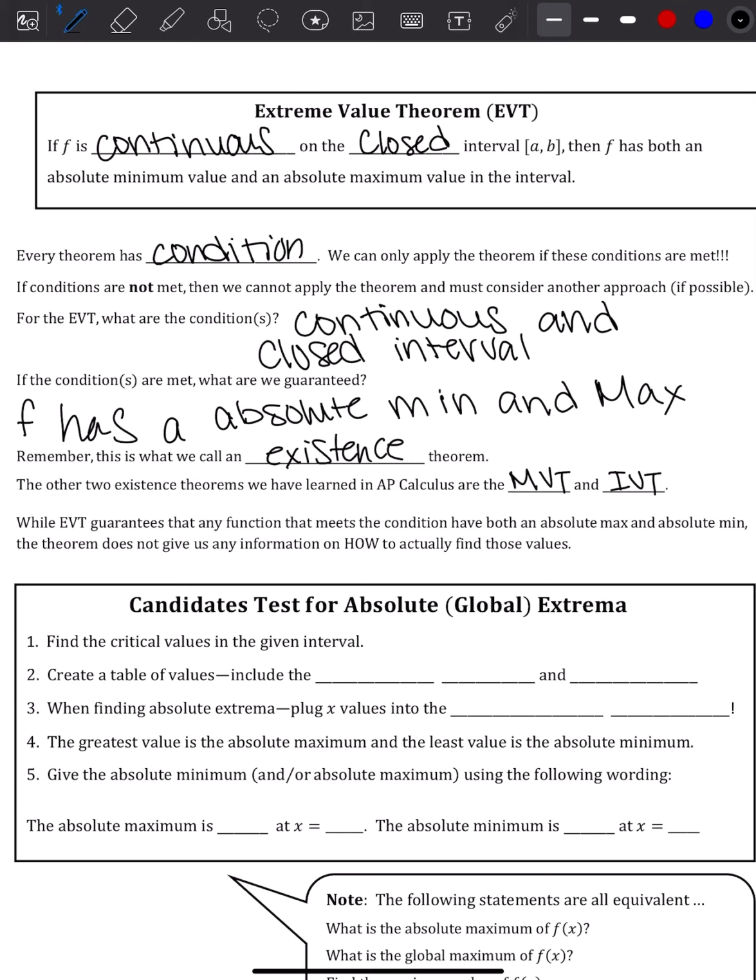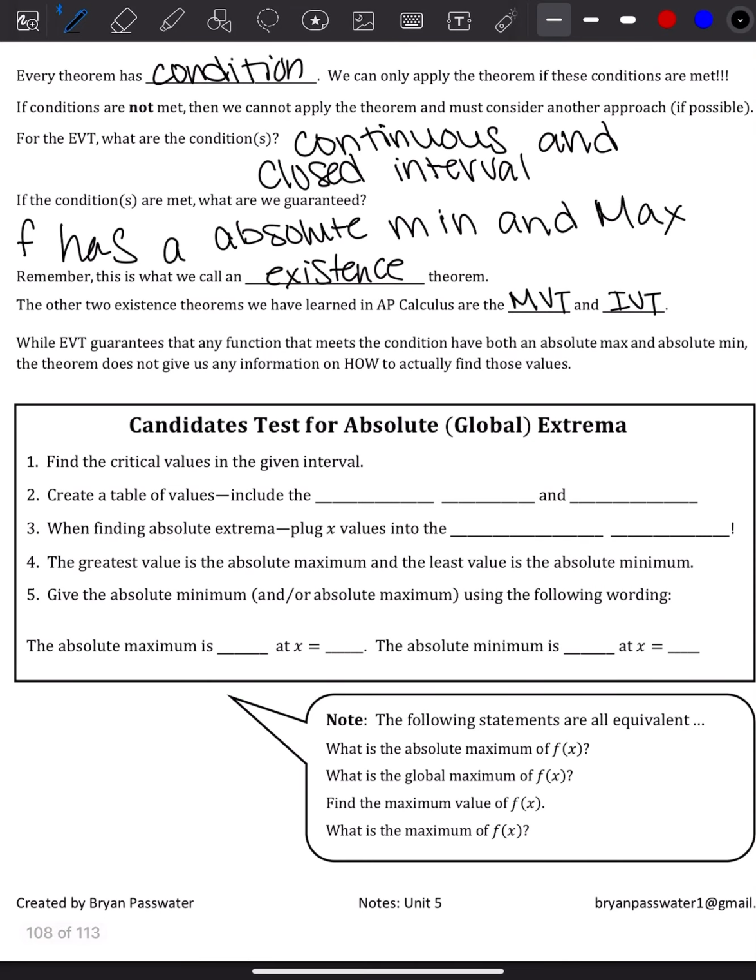While EVT guarantees that any function that meets the conditions has both an absolute max and an absolute min, the theorem does not give us any information on how to actually find those values. So we need to find the critical values on the given interval, and create a table of values, including critical values and endpoints. When we're looking at these global or absolute extrema, we want to include the endpoints. If the endpoints are the minimum or maximum, we need to test them. The greatest value is the absolute max and the least value is the absolute min.